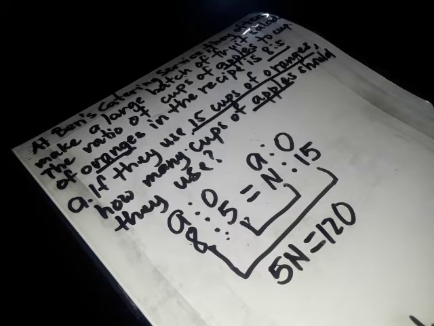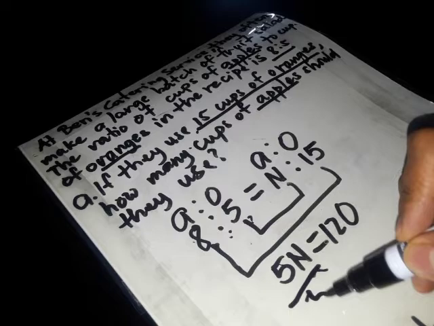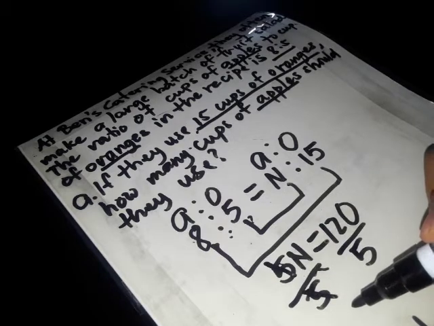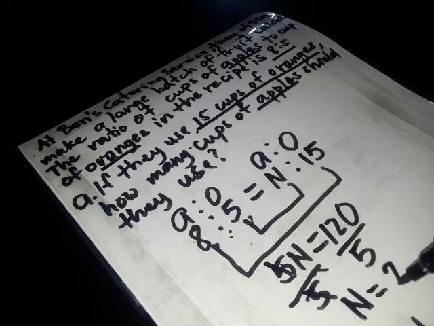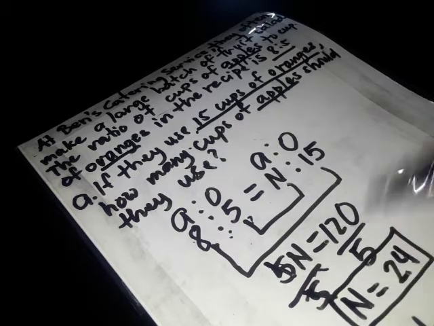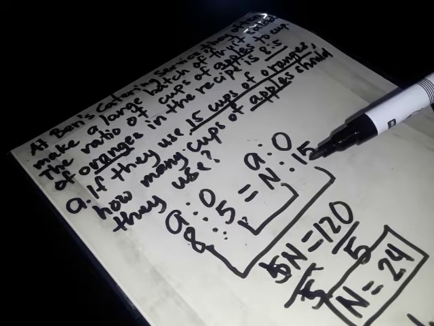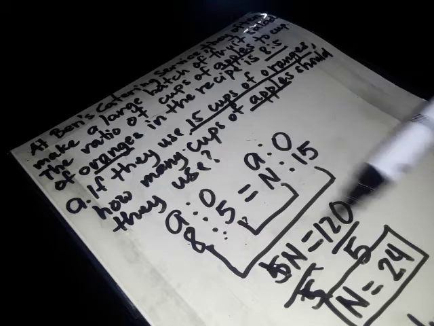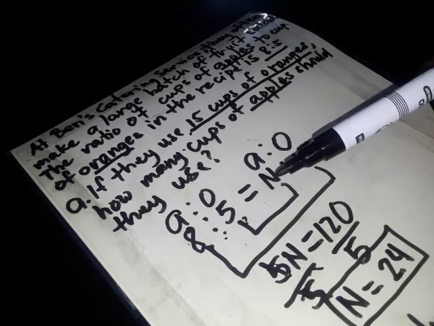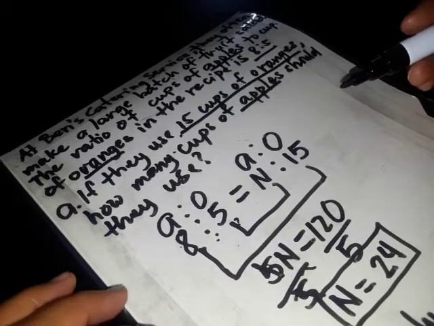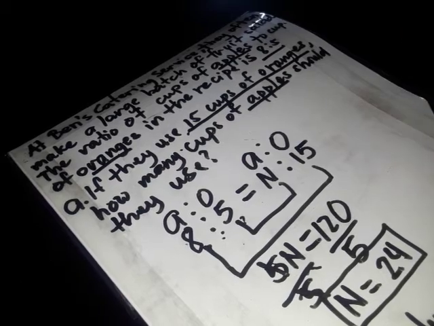So, 120 divided by 5. Mag-ilan? So, 120 divided by 5 is equal to 24. Kung ano yung number sa tabi ng N, yun ang i-divide natin both sides. Okay? So, ang N natin ay 24. Ayan. So, ibig sabihin, kung 15 cups of oranges ang ginamit, ang apple naman ay 24 cups. Nakuha? So, etong problem na ito ay example ng direct proportion. Ulitin ko, ito siya ay direct proportion.